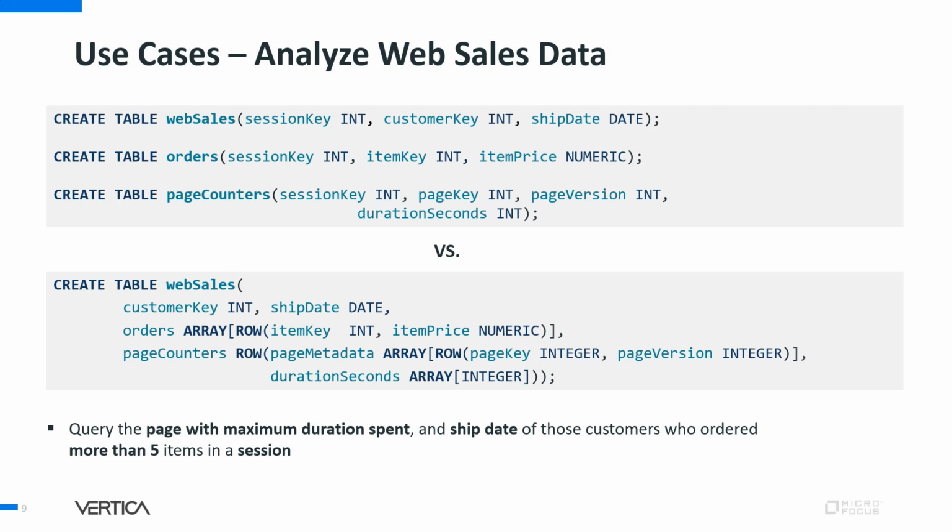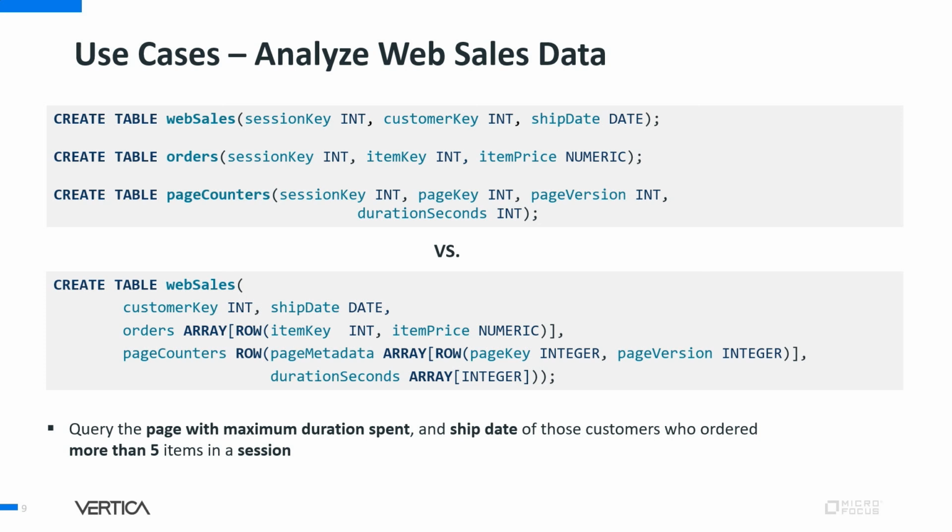The web sales table has one row per sale or session. The orders table has one row per item in a sale. And the page counters table has one row per page visited in a session. With complex types, though, we can use just one table to represent all of these, neatly packing the orders and page views into array types.